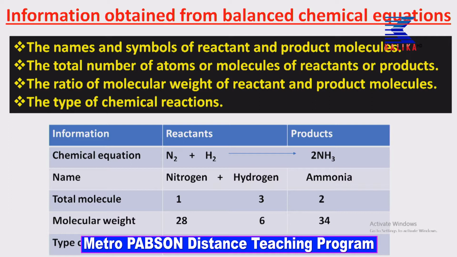This table summarizes the information that we get from balanced chemical equation. Please have a look there properly, and if you need to copy it down in your copy, please do it.